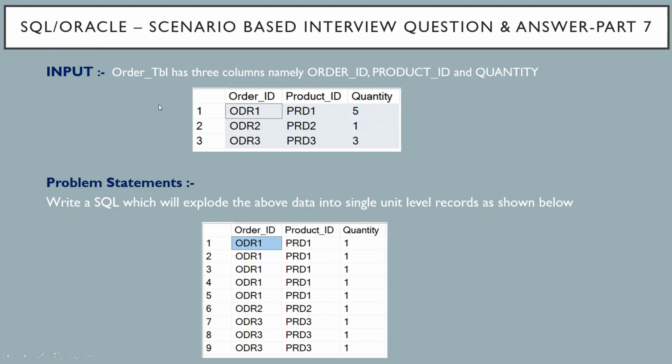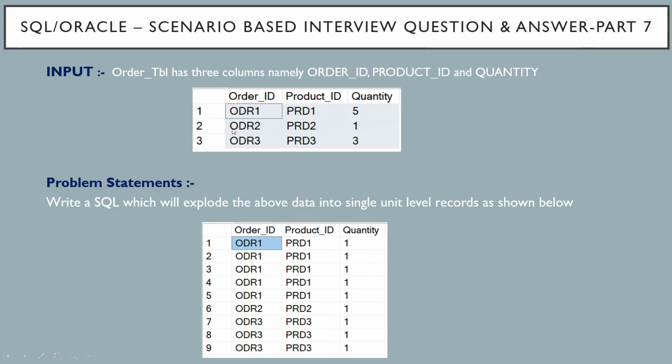So we'll go back to order table. If you see the first row having product ID equal to 1, it is having quantity as 5. So what is expected in the output table is that there should be 5 entries for this order ID 1 having quantity equal to 1. So if you see 1, 2, 3, 4, 5, all 5 rows have order ID equal to 1 having quantity equal to 1.